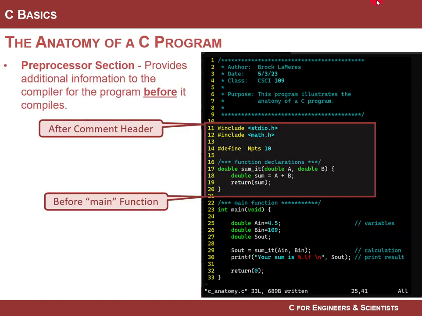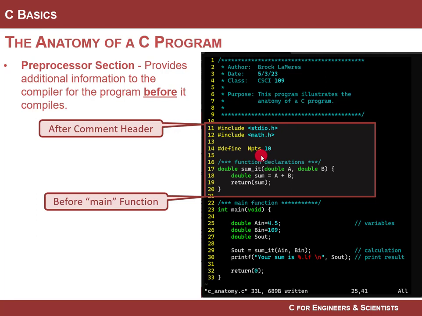Then you move on to what's called the preprocessor section. The preprocessor section provides additional information to the compiler that is separate from your main program, but it's going to be used by your main program. And where this goes is, if you look down here, we're going to have this thing called a main program. We'll cover that in a second. But before the main function, and after your comment header, is going to be the preprocessor section.